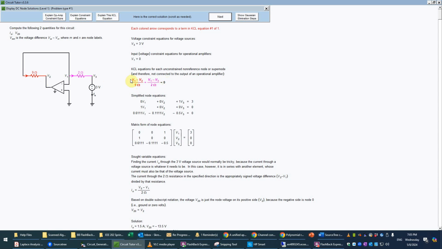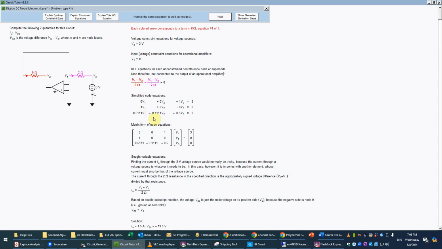So this is just a standard KCL equation that should be very familiar, hopefully, from doing prior DC nodal analysis. Then these three equations have been converted into simplified nodal equations, which is straightforward here. The V1 terms have been combined. The 1/9 plus 1/2 have been combined to 0.6111 V1.